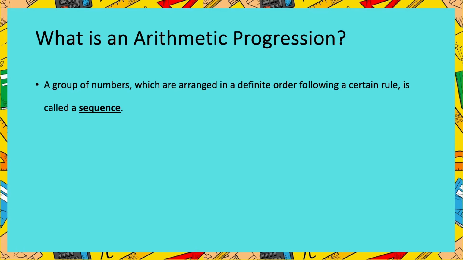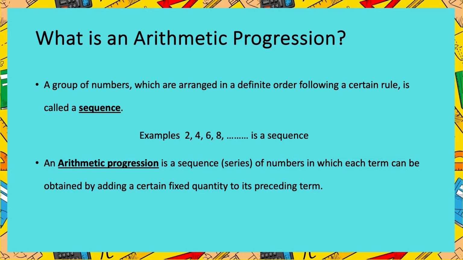A group of numbers which are arranged in a definite order and follow a certain rule or condition is called a sequence. For example, 2, 4, 6, 8, this is a sequence. Why do I call it a sequence? Because if we look at the difference between any two consecutive numbers, that is 2. So if I add 2 to the preceding term, it will give me the next term. Therefore, I can call it a sequence. This is a condition particular to this sequence, but different sequences will have different conditions.